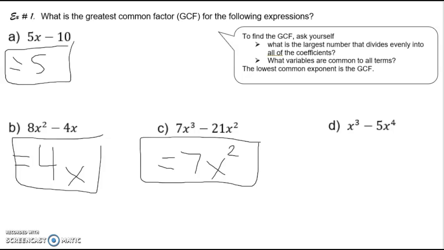Okay, last one. We have x cubed minus 5x to the 4. So first things first, I have my equal sign. Because there's no number in front of the x cubed, it's assumed that there's a 1. And then we have a 5. So the largest number that we can take out of both would just be 1. So you could put a 1, but you don't have to because it's assumed that it's there. So now we look at the lowest common exponent on our variable. So here we have a 3. Over here we have a 4. So the lowest one is 3. So we are going to write x cubed. And that is your final answer.